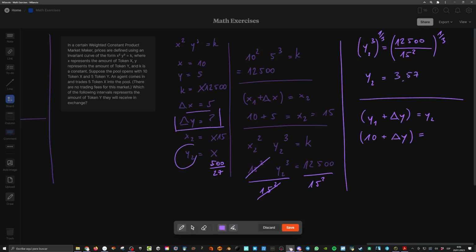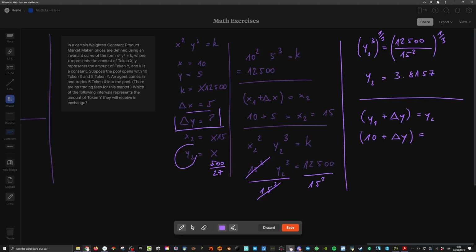3.57. Is that what it is? 3.8157. So you took the cube root. Yeah. Okay. You first do the thing and see the answer.